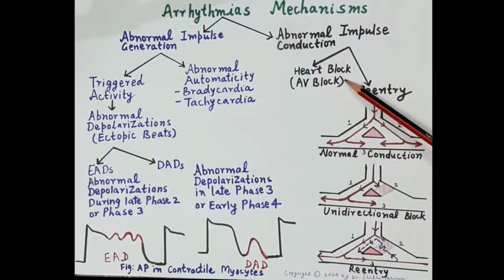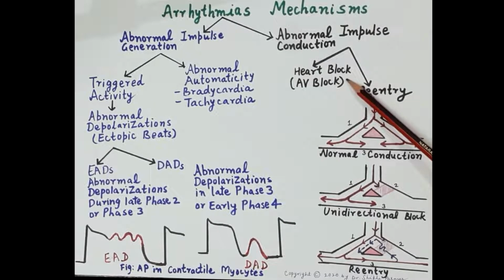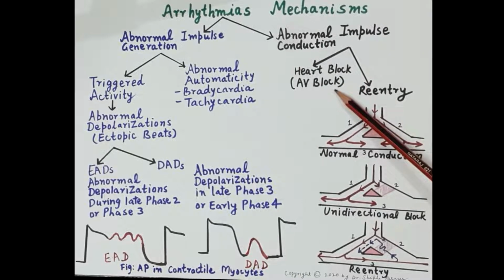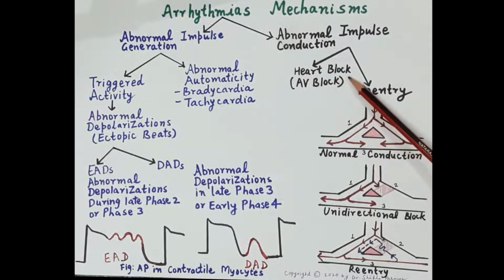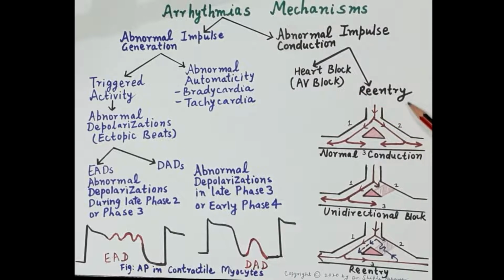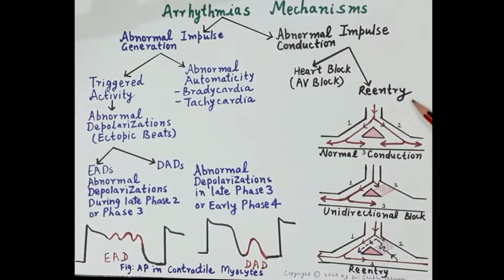Now the SA node, as we know, is the pacemaker, so it produces the impulses. The impulses produced by the SA node are not normally conducted through the AV node. That is, there is an AV block, and because of this there is an arrhythmia. So this type of arrhythmia is termed a heart block. Another phenomenon responsible for abnormal conduction of impulse is the re-entry phenomenon. Re-entry is one of the most important causes of tachycardia.